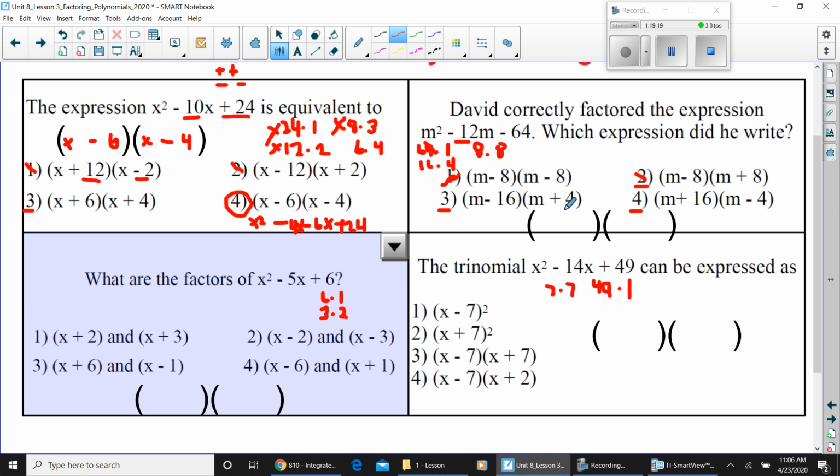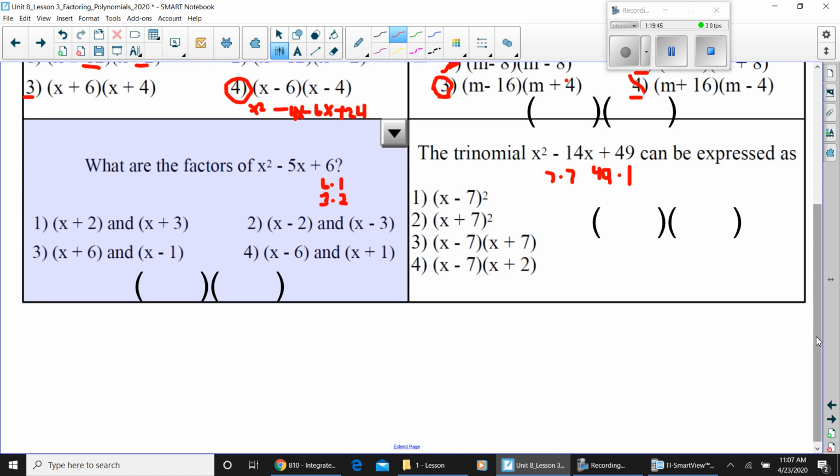So negative 16 times positive 4 is negative 64. Negative 16 plus 4 is negative 12. 3 is your answer. Negative 16 minus 4, I'm sorry, positive 16 minus 4 is positive 12. So this would be out. If you do distributive property all the way through, you see exactly what it is. So you really could do distributive property all the way through. And that's basically it.